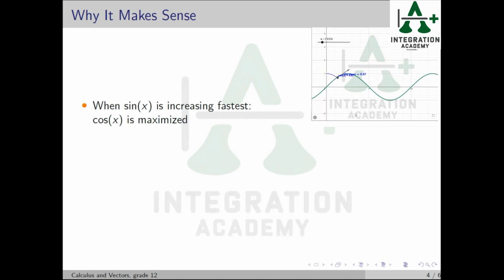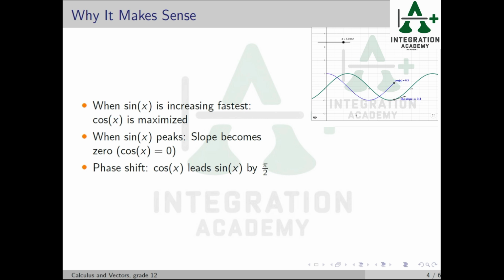When sine is increasing fastest, like near x equals 0, cosine is at its maximum value. When sine peaks at x equals pi over 2, its slope flattens to 0, matching cosine's 0 value there. Cosine is ahead of sine by a quarter cycle, explaining why the slopes shift left.